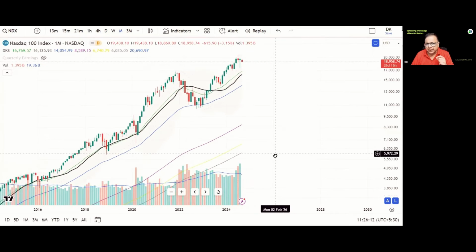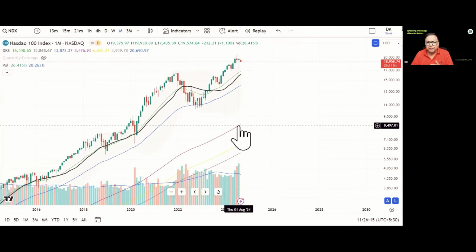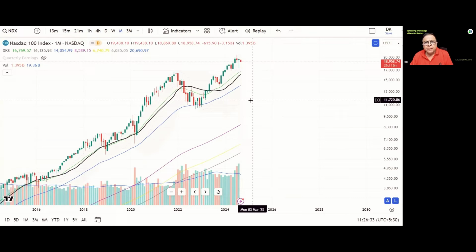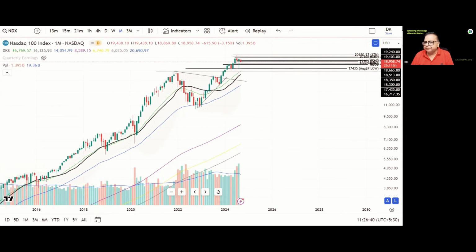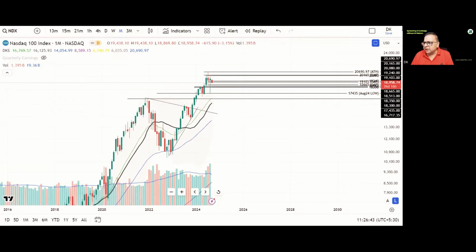Here too, what we can see, there has been some kind of pin bar formation in the month of August, and the low of this pin bar is 17,435. So in Nasdaq, unless it breaks down below 17,435, I don't see the change in expectation of the market, because September has seen only the one trading session. So ultimately, this level becomes the key area, that is 17,435, which is a low of August 2024.